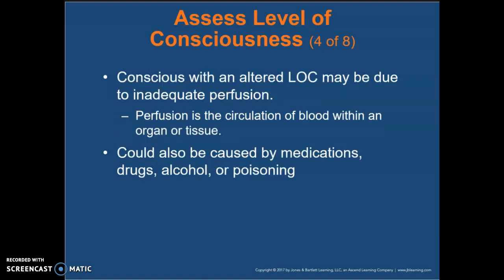Conscious with an altered level of consciousness is generally going to be due to inadequate perfusion. Remember, perfusion is cells getting enough blood to get enough oxygen so that they can function at their normal level. If there's inadequate perfusion, then they're not getting as much oxygen to the brain. The brain needs to be very oxygen rich for everything to work the way it's supposed to. There are other causes of altered level of consciousness. This could be medications, drugs, alcohol, poisoning, or some sort of neurologic disease such as a stroke.